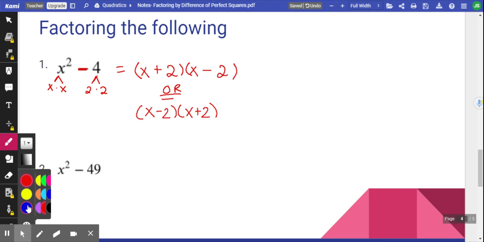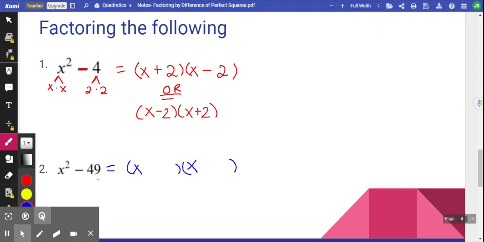So the second one, now we've got x squared minus 49. X squared, we just said that one, has to factor into x times x. 49 is a perfect square. Well, what times itself would give you 49? That's 7 times 7. Because we have this subtraction in between, I know I can factor a difference of perfect squares since it is a difference, and they are both perfect squares. And then I just fill in the rest of my parentheses. One of them needs a plus 7, the other a minus 7.